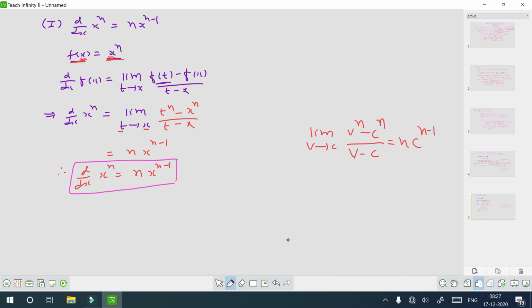But see, very important note. In general, please remember this standard form: d by dx of some function raised to n is equal to n times some function raised to n minus 1 into d by dx of some function.